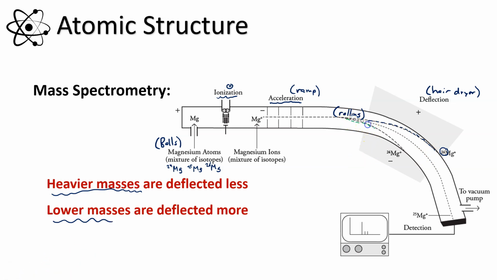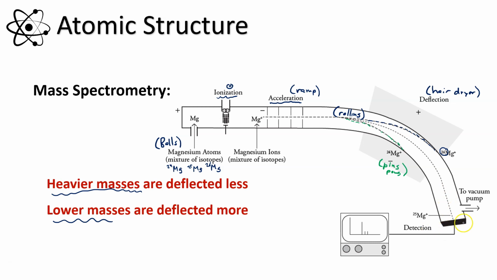Here, the Mg24s, this is like the ping pong ball, are going to be deflected a lot. You can even label each of the isotopes to match. So Mg24 is like the ping pong ball, Mg26 would be like the shot put. And then right in the middle are my Mg25s, which would be like the golf ball.